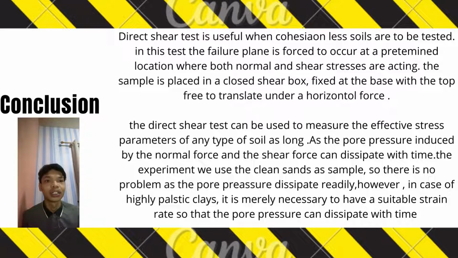Conclusion. Direct shear test is useful when cohesionless soils are to be tested. In this test, the failure plane is forced to occur at a predetermined location where both normal and shear stress are acting. The sample is placed in a closed shear box, fixed at the base with the top free to translate under a horizontal force.